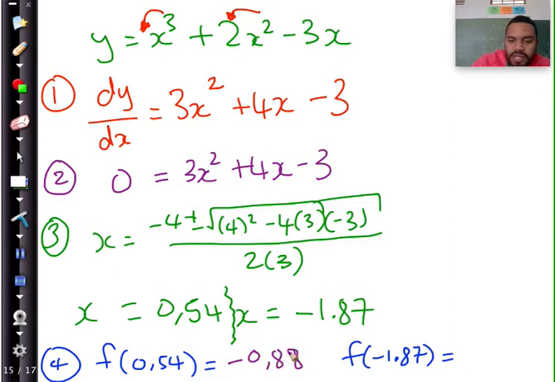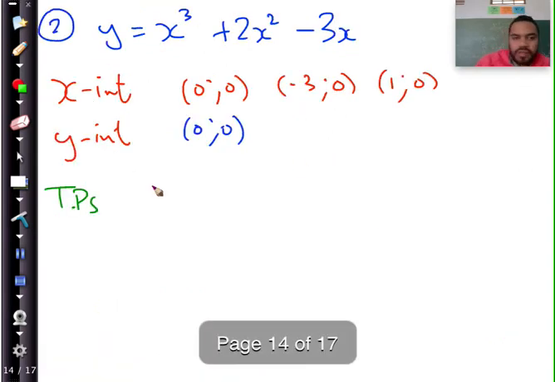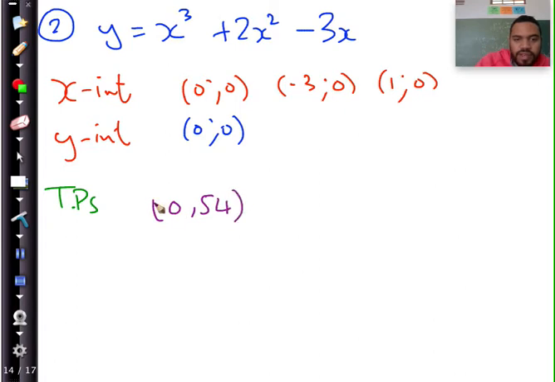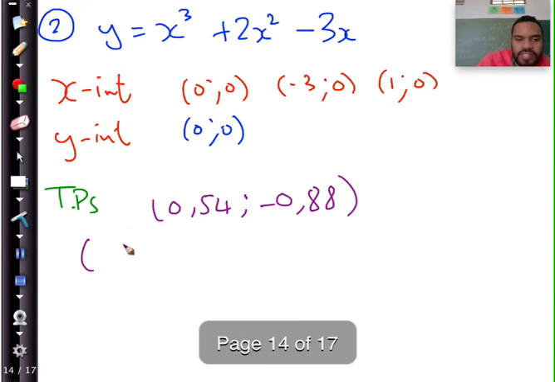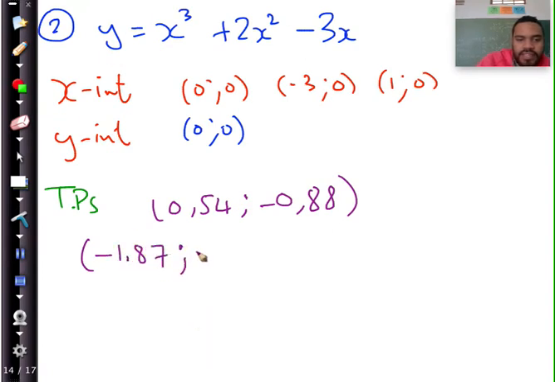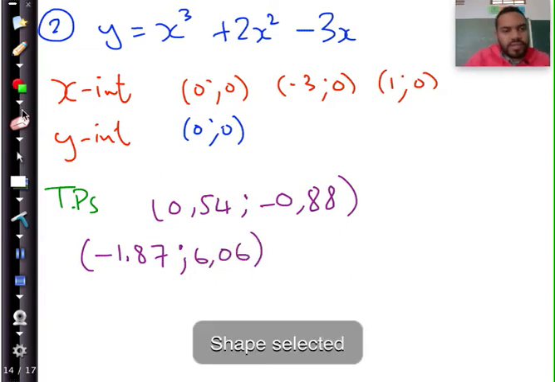Minus 0.88 and 6.06, right? So once again, these are coordinates. I'm going to take this back to the previous slide, and these were the steps to finding the turning point. So now I had 0.54 and negative 0.88, right? And the other turning point was negative 1.87 and 6.06, right?